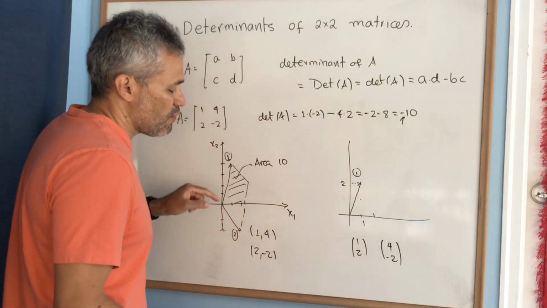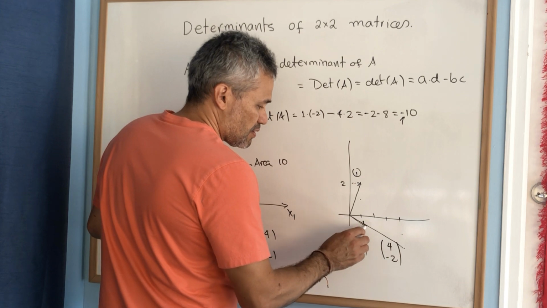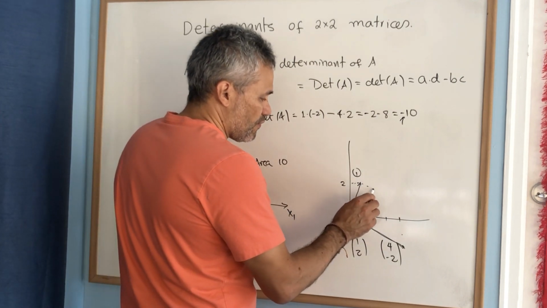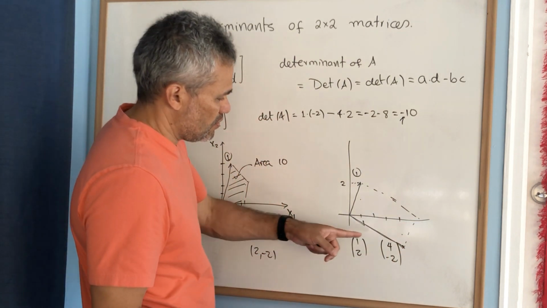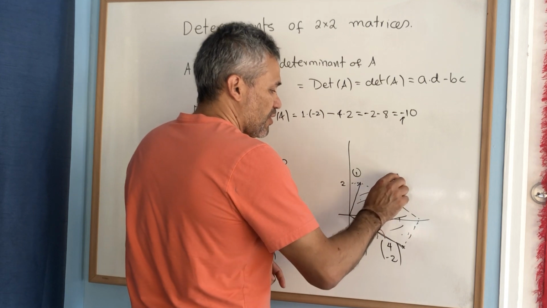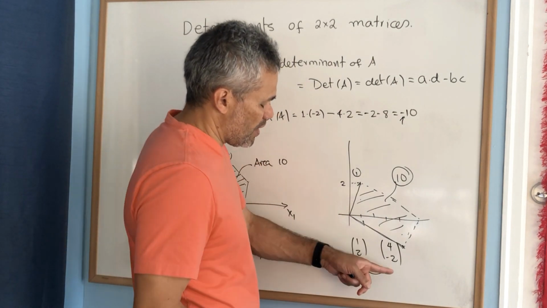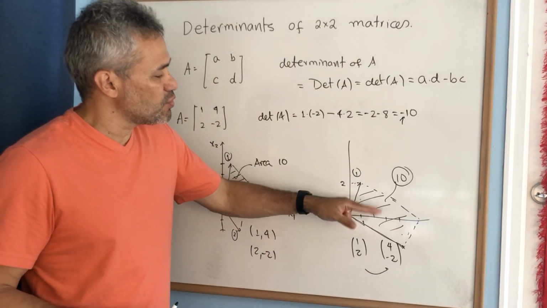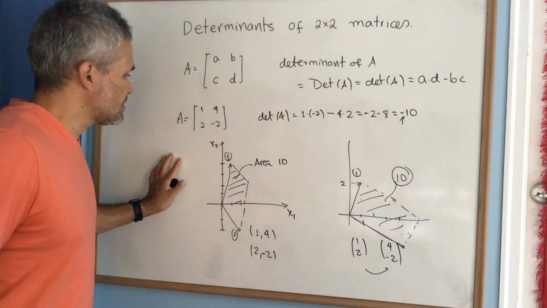Now I'm taking the columns: 4, negative 2. This is the second vector. And in this case, the area of this parallelogram, something like this, is going to be 10. And the reason for the negative is because if you go from 1, 2 to 4, negative 2, then you are going to go clockwise. And anytime you go from the first vector to the second going clockwise, the determinant is going to be negative. Okay, then this is the first example.